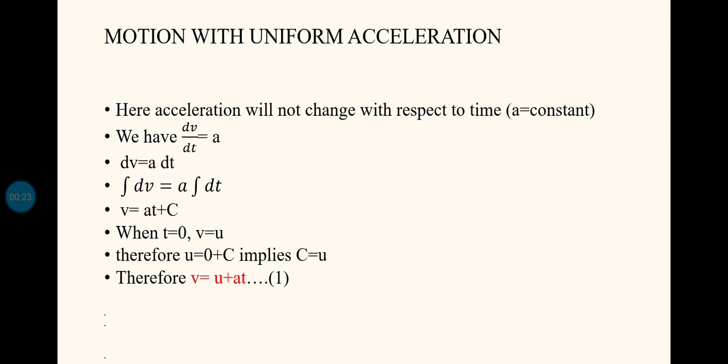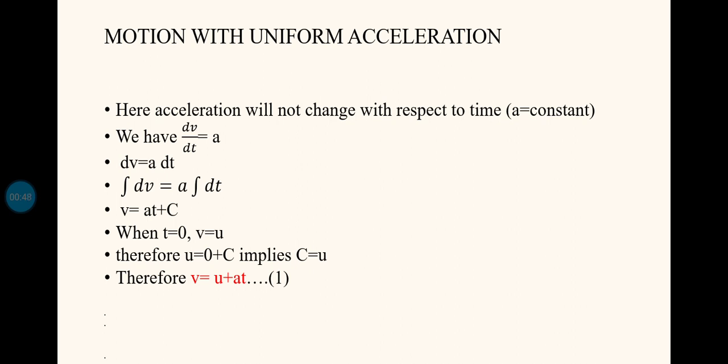Motion with uniform acceleration means throughout the motion the acceleration is going to be constant, it won't change. That is the meaning of motion with uniform acceleration. Here acceleration will not change with respect to time, that means a equal to constant. From the fundamentals of mechanics, we already have rate of change of velocity with respect to time is acceleration, dv by dt equal to a.